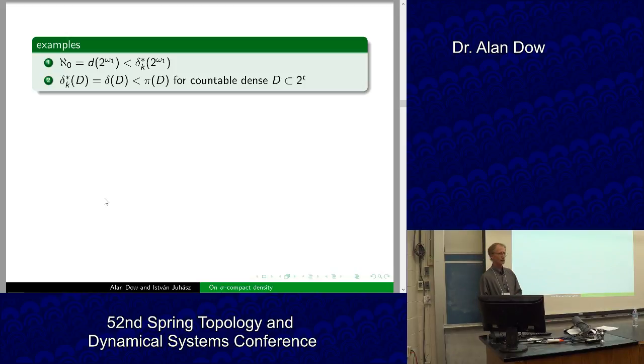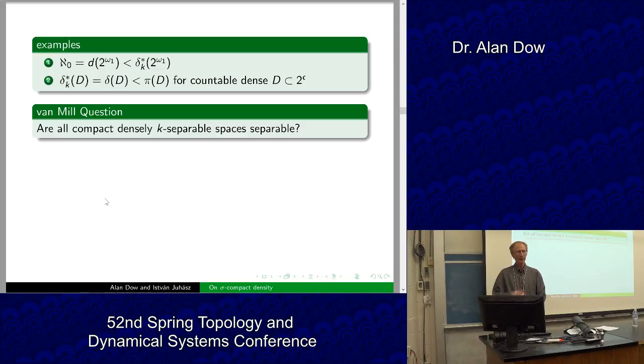You take a countable dense subset of 2 to the c. A countable dense subset of 2 to the c will have pi weight c. And of course it has countable delta k star, and it's countable. So of course the pi weight can exceed this delta k star.